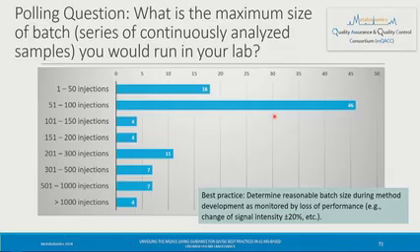Looking at other polling questions we had, for the maximum size of batch that people would continuously analyze, most people seem to be in the sort of 50 to 100 injections as a batch. One of the things we're recommending, again, is to determine a reasonable batch size during your method development. And to quantify how you can decide what is reasonable, just look at keeping your signal intensity plus or minus 20% for your QCs.